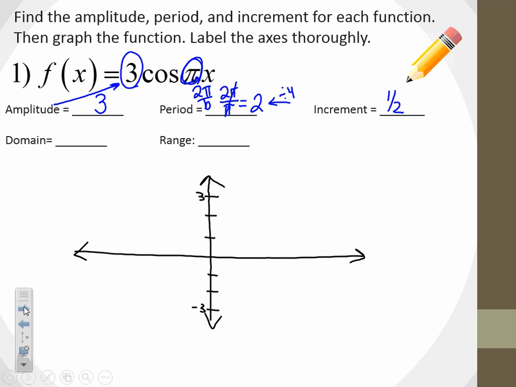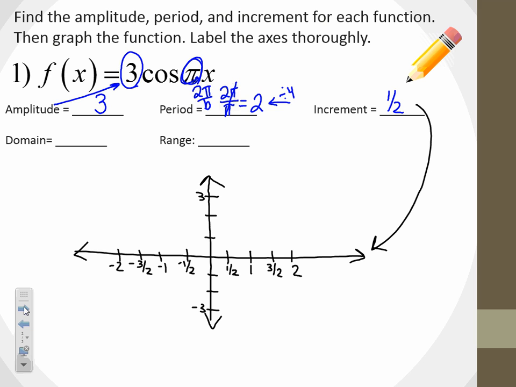Then we're going to go ahead and label the x-axis according to the increments. We have to label by 1/2. So we're going to go 1/2. The next one would be 2/2, which is 1. The next one would be 3/2, which is 1.5 basically. The next one is 4/2, which is 2. So we'll do that same idea here. Let me make that -1/2. Okay. Once we have our axes labeled, then we're going to go ahead and sketch in our wave.